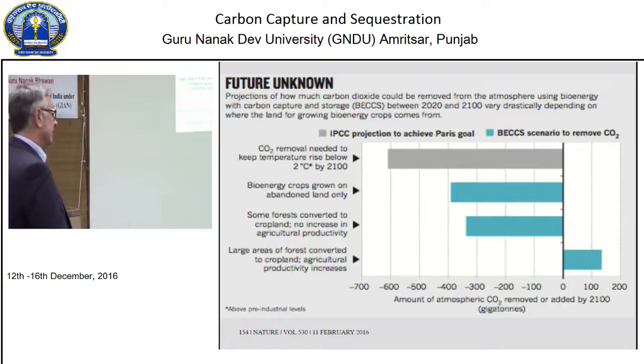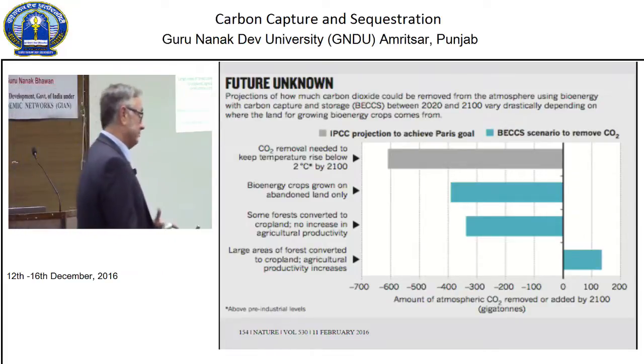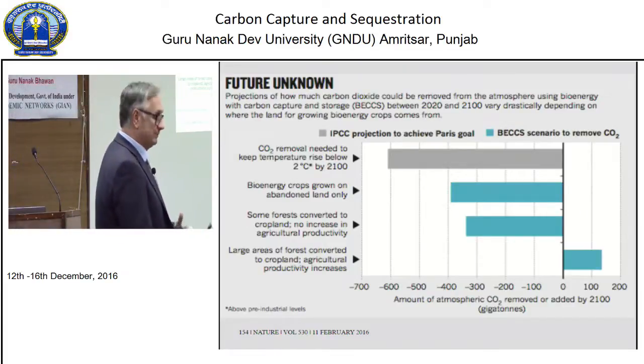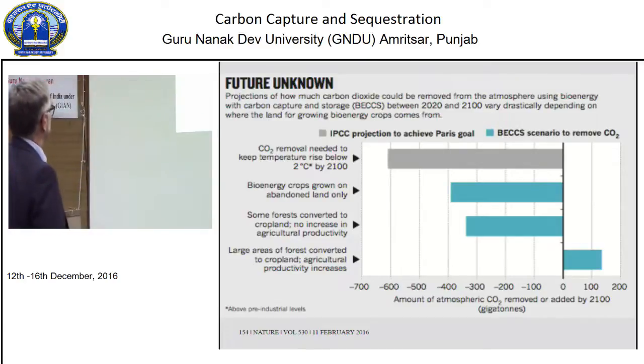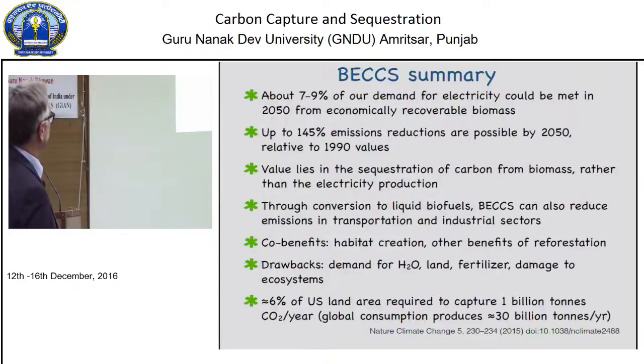And the best predictions I've read is that locally there are some places, some regions, perhaps in India and other countries, where this makes a lot of sense because locally there are resources and land available to do bioenergy. So in summary, for BECCS, about 7 to 9% of our electricity demand could be made this way.